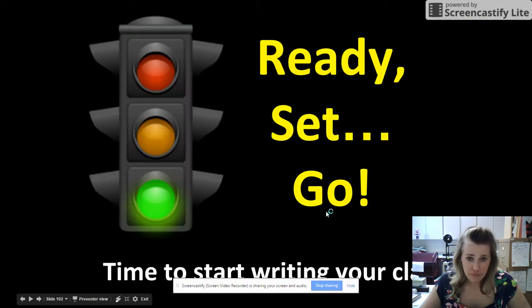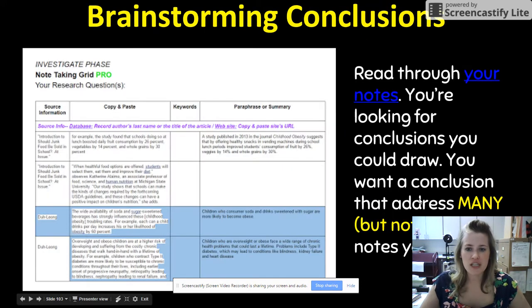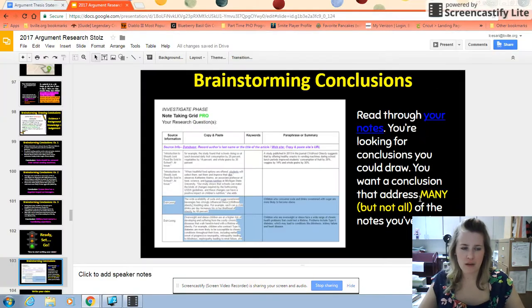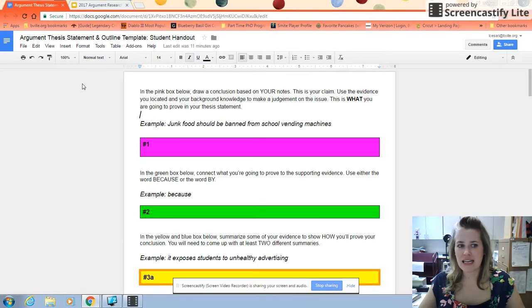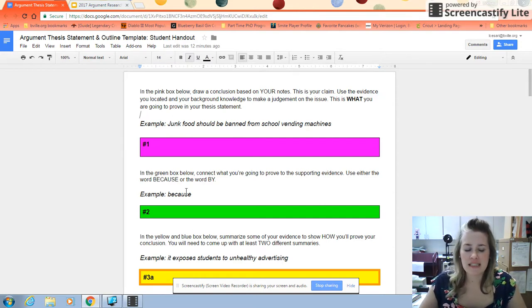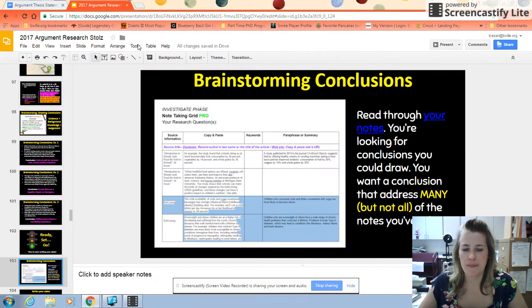All right, are you ready? It's time for you to write your conclusion, or write the claim part of your thesis statement by drawing a conclusion. You should have a handout that looks like this. It's called Argument, Thesis Statement, and Outline Template. And this is something that you should find in Classroom. And we're going to be using this template to write your thesis statement.